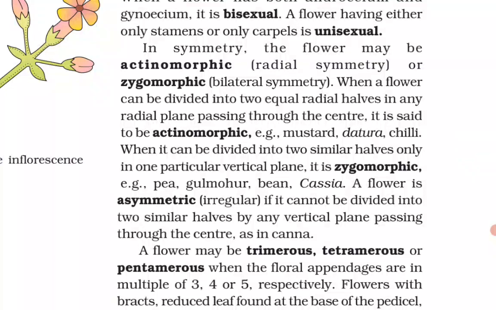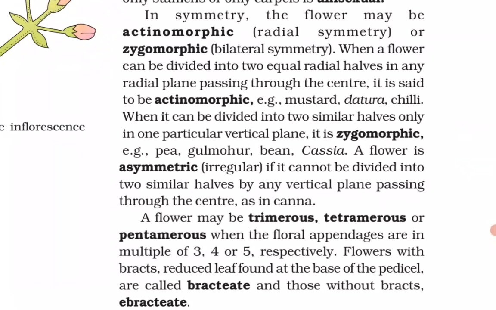In symmetry, the flower may be actinomorphic, radial symmetry, or zygomorphic, bilateral symmetry. When a flower can be divided into two equal radial halves in any radial plane passing through the center, it is said to be actinomorphic. Example: mustard, datura, chilli. When it can be divided into two similar halves only in one particular vertical plane, it is zygomorphic. Examples: pea, gulmohar, bean, cassia.